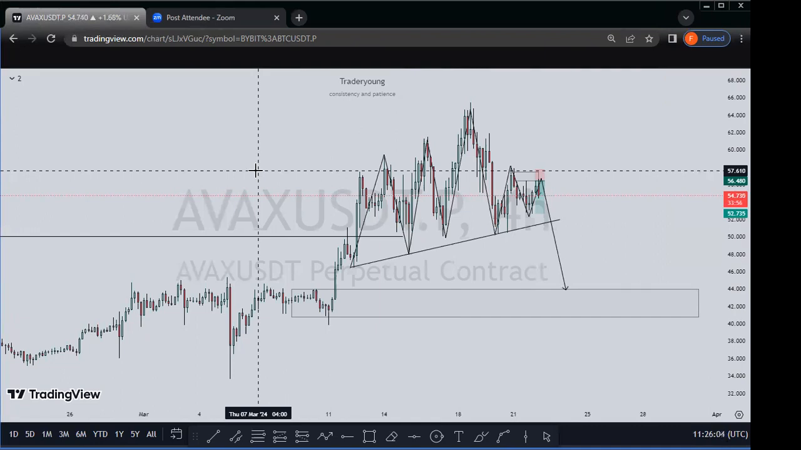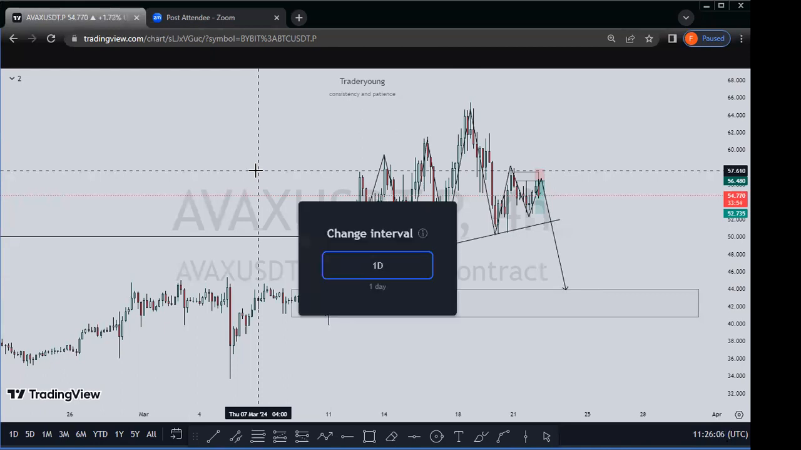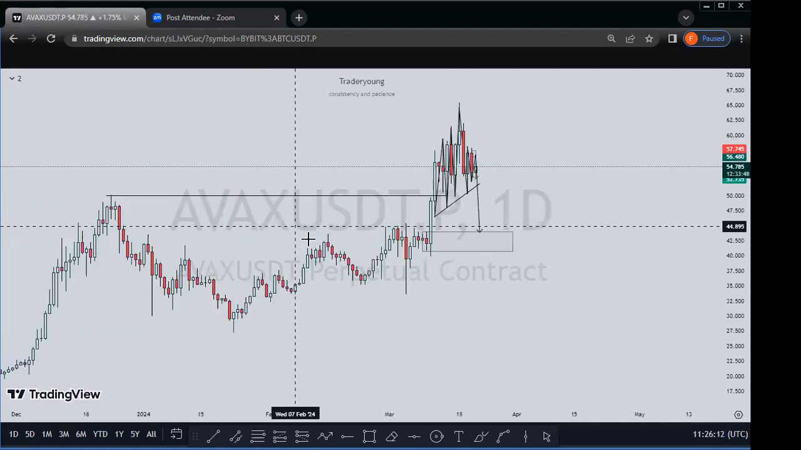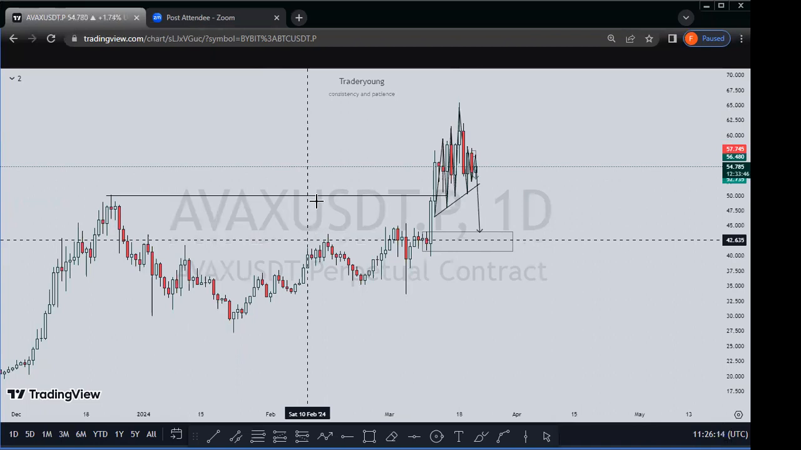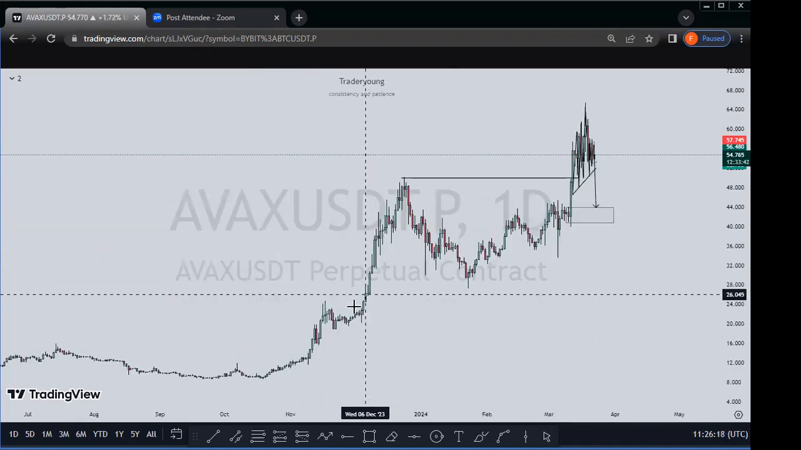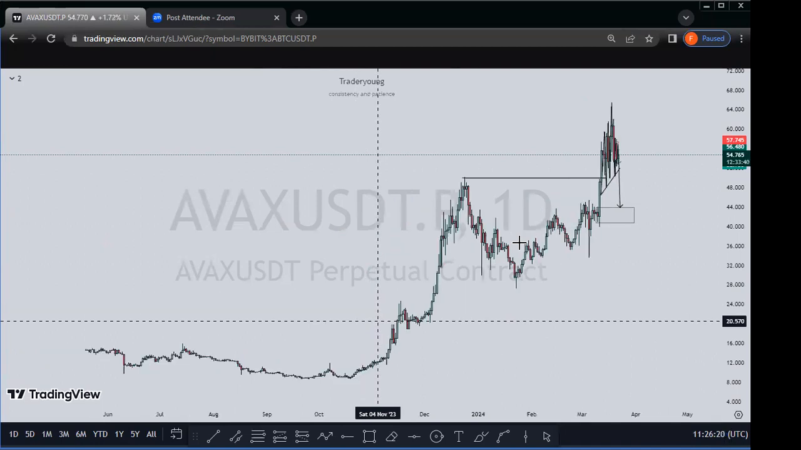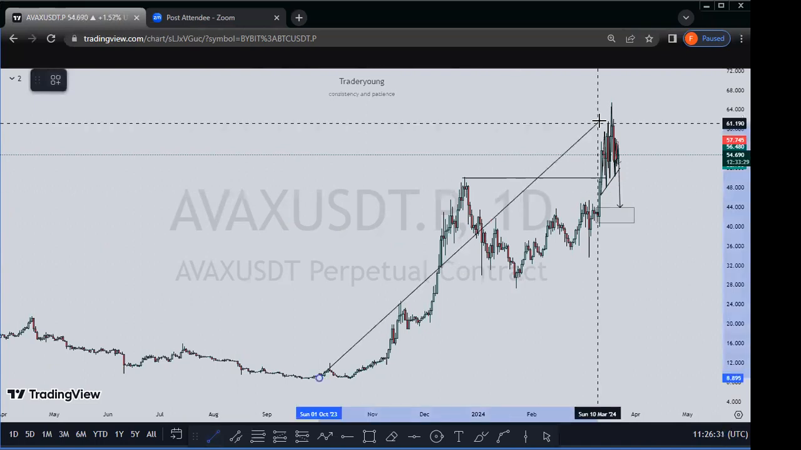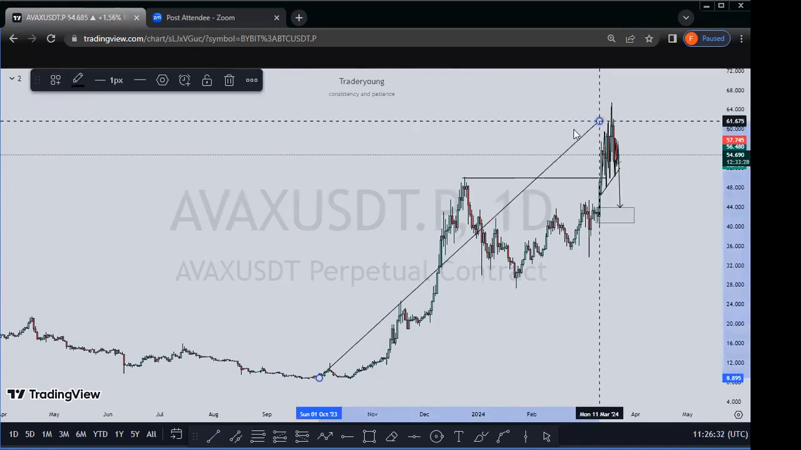This is AVAX USDT, on the daily time frame. Like you always know, we start our analysis from a bigger time frame, then drop down to a lower time frame to know what we are doing, so we don't go against the trend. As you can see clearly, the trend here is bullish. This whole market has been rallying up, which signifies that the market is indeed going up.